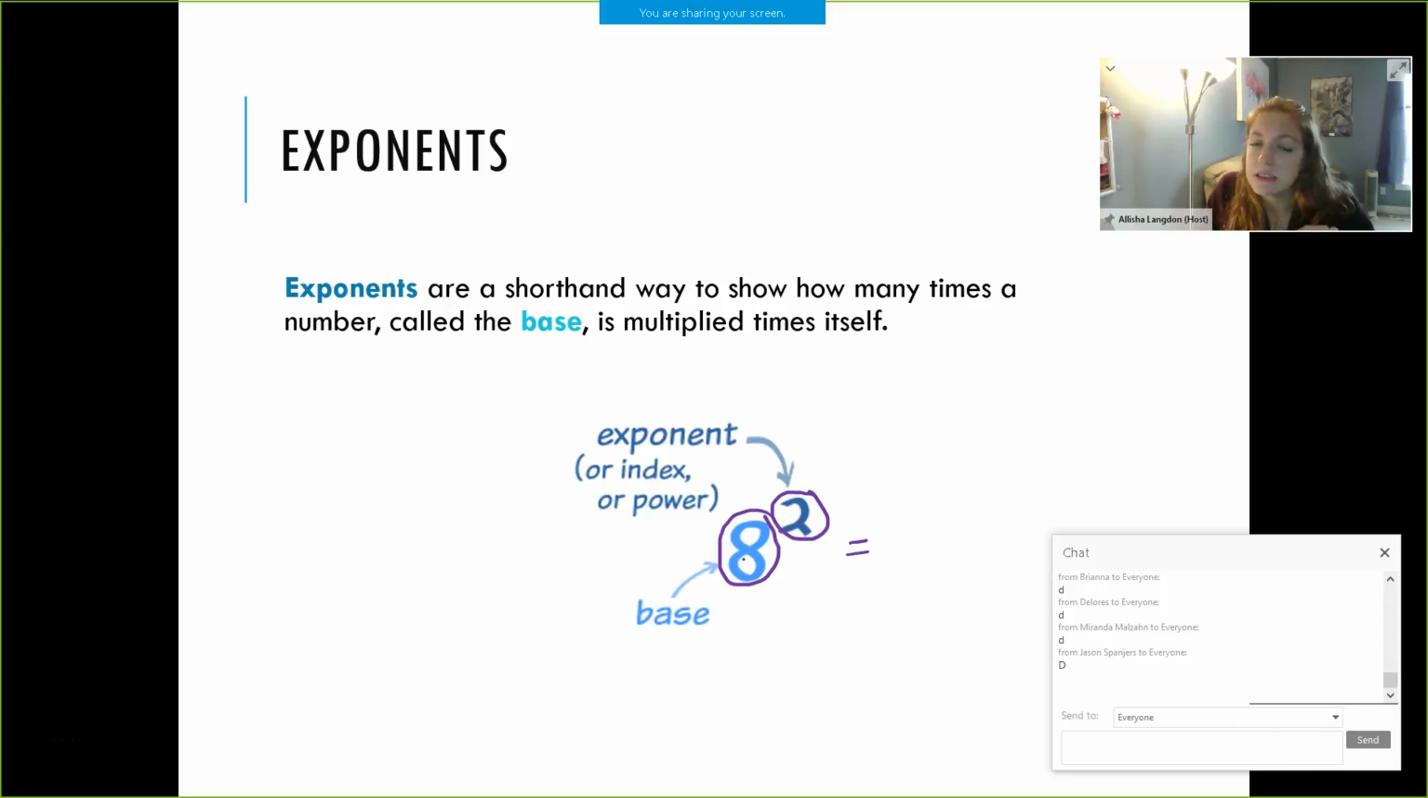What it's saying here is that we have this base number, and the base number is the larger number on the bottom, 8. And my exponent, which is the smaller number in the upper right-hand corner, tells me how many times I'm going to multiply this by itself. So I need to multiply the base by itself twice. So 8 times 8 is actually 64. So 8 squared is not 8 times 2. It's not that. It's the base times itself.